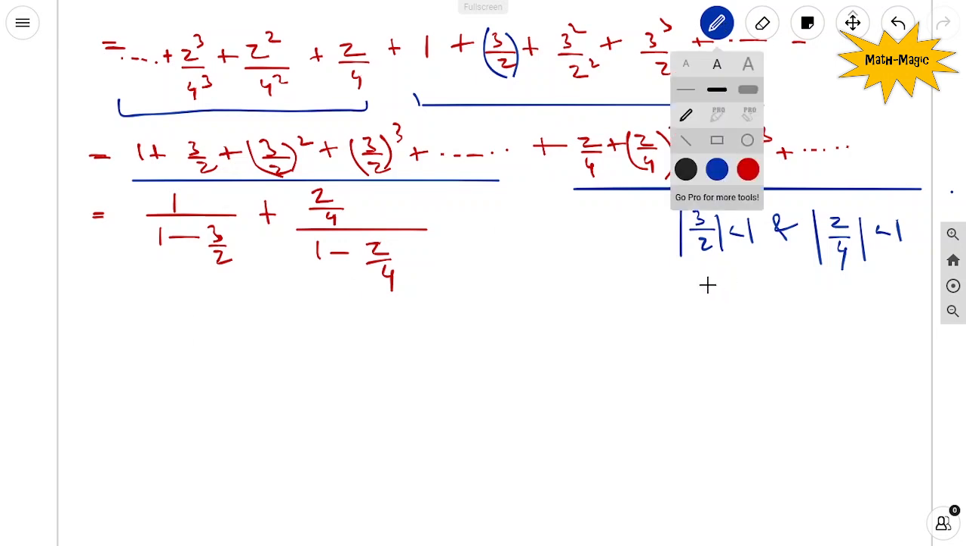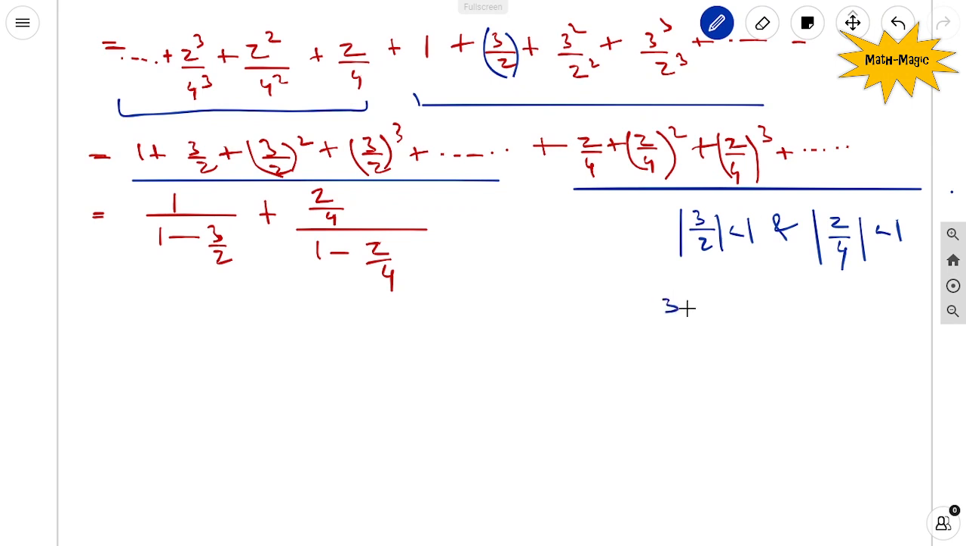So now what do we get? If we see this condition, we are going to get 3 less than mod z, because mod of 3 is 3, and mod z is less than 4. So we want mod z to be greater than 3 and mod z to be less than 4. So that is nothing but 3 less than mod z less than 4. Okay, so here we get our value of small r and the value of capital R.